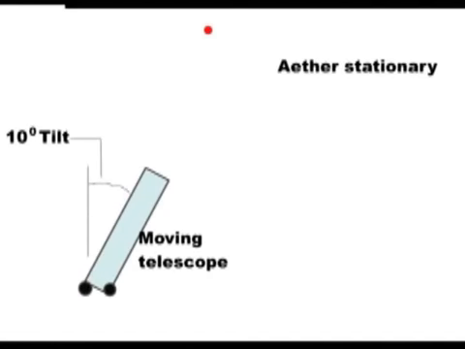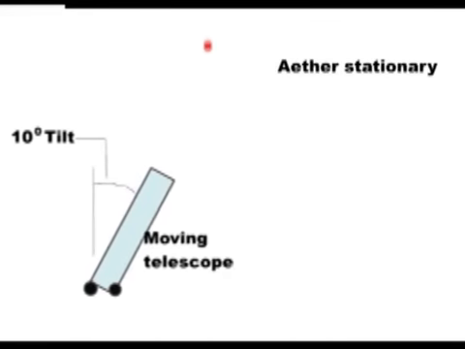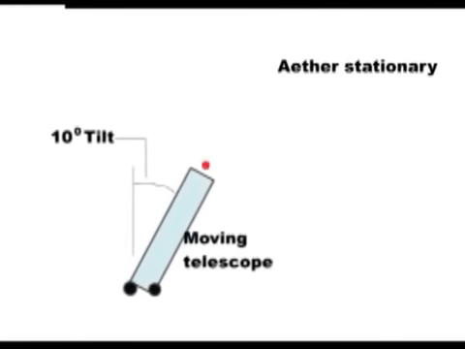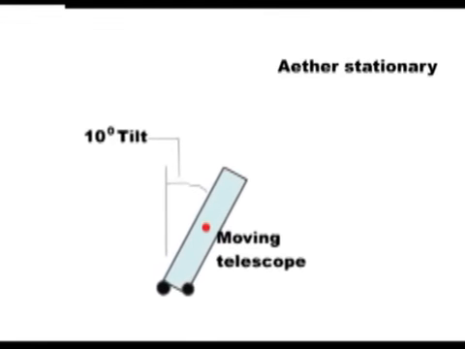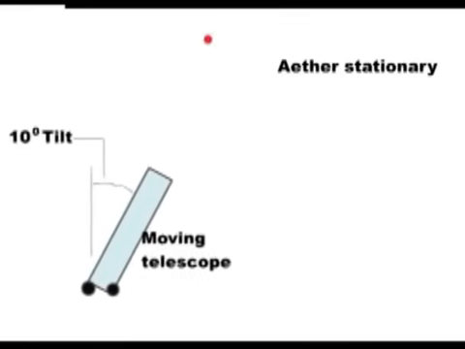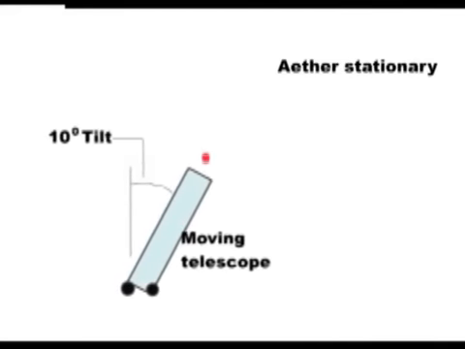However, if the telescope is tipped further, say 10 degrees, then the starlight will then be visible again in the eyepiece. It has to be tipped further because the light is now slower when in the telescope.